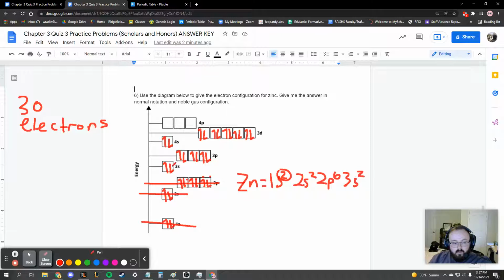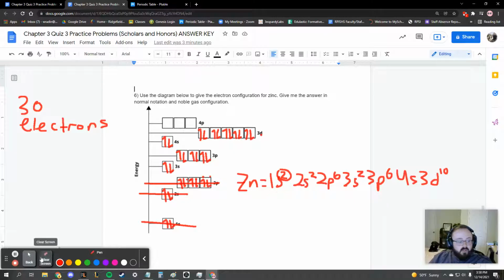3s2, 3p6, 4s2, and finally 3d10. So notice how we are going in the order of energy. There is a method to know which orbitals come first, but I'm just going to give this to you. I don't want to overwhelm you too much, and I don't think it's something that's really necessary to learn.